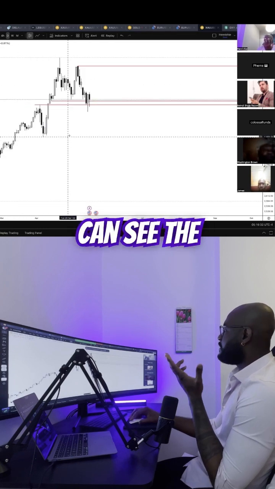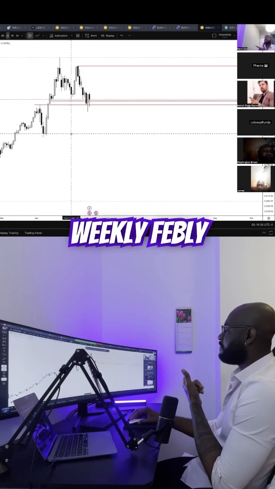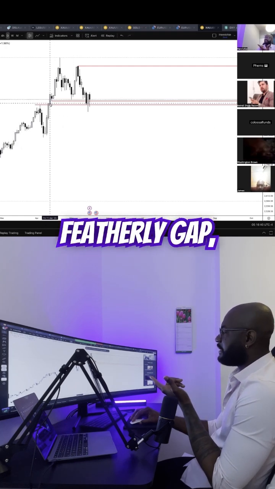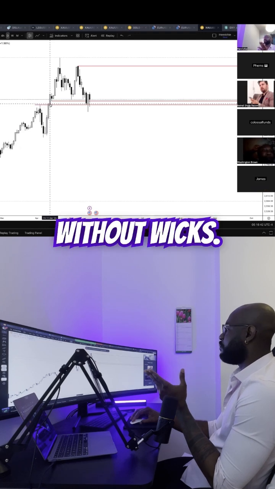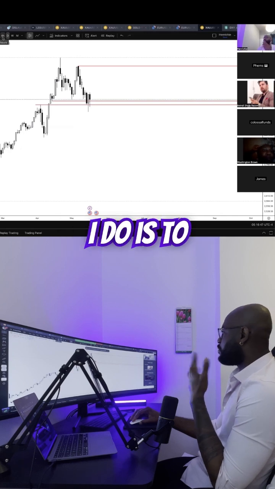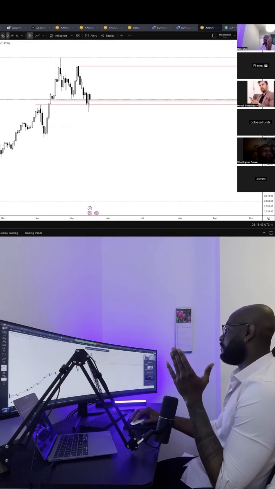So now you can see the first confluence, weekly fair value gap. Second confluence, the weekly fair value gap aligns with a daily fair value gap, daily candle without wicks. Now we have three confluences. The next thing I do is to scale down to the lower time frame, the 4-hour time frame.